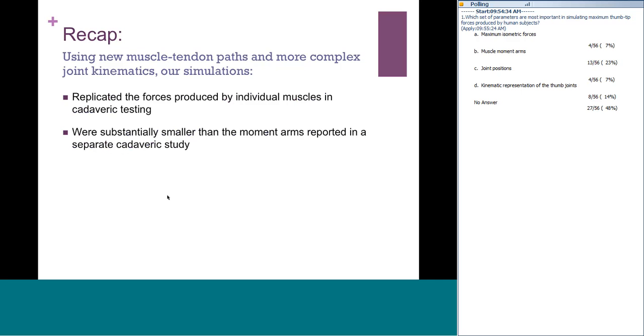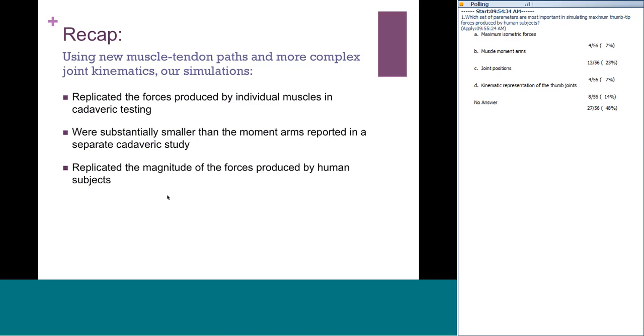Okay, so this is a lot of complicated stuff, and it's even hard to describe. So just to recap and make sure we're all on the same page again. Using the new muscle tendon paths generated from an optimization process for the intrinsics and a more complex joint kinematics model than was originally implemented in the Valero Cuevas 2003 study, our simulations replicated the forces produced by individual muscles in cadaveric testing, were substantially smaller than the moment arms reported in a separate cadaveric study, but also replicated the magnitude of the forces produced by human subjects.